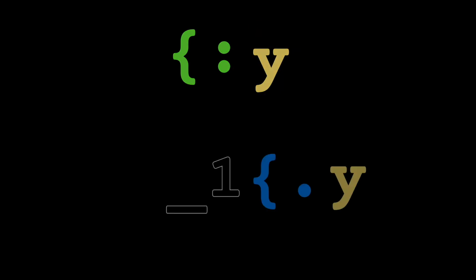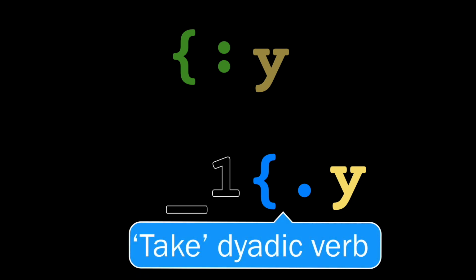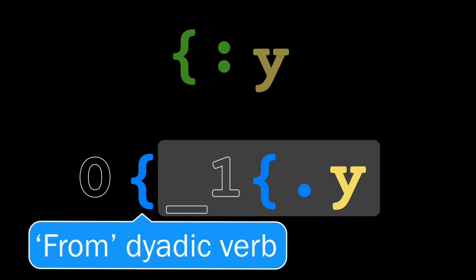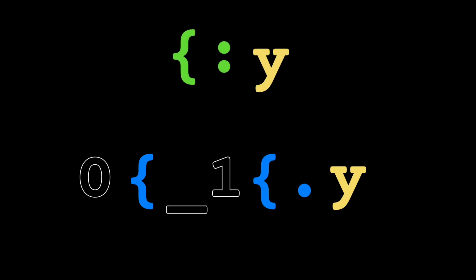We can think of this like it's a two-step process. The first step would be using the take dyadic verb. Now the -1 means we're going to take the last item of the argument y, and make it into a one-item list. But we don't actually want a one-item list, we actually want that last item. So to do that, we take the result and we use the from dyadic verb to grab that first item. So effectively, we're grabbing the first item of a one-item list that is the last item of the argument. May not make a whole lot of sense right now, so let's take a look at some examples.